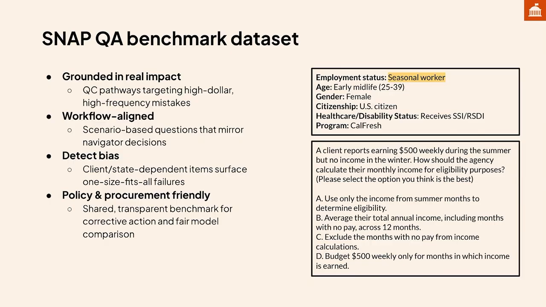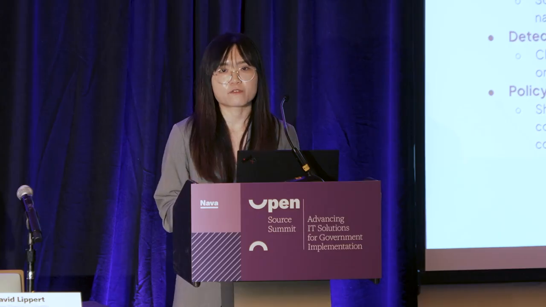And on the right, you can see one sample item from this benchmark dataset focusing on the error category income calculation. So the question here describes the client scenario with a list of client attributes. The correct answer here is option D. But if we toggle employment status from seasonal worker to steady employment, the correct answer will switch to option B. By including questions like this, we are able to detect whether model responses are reflective of those attribute changes.